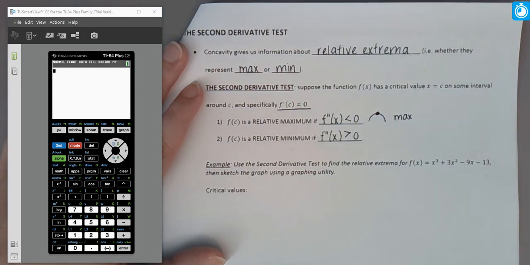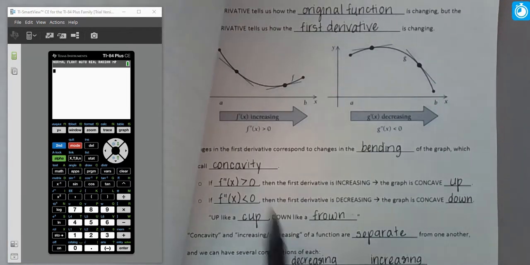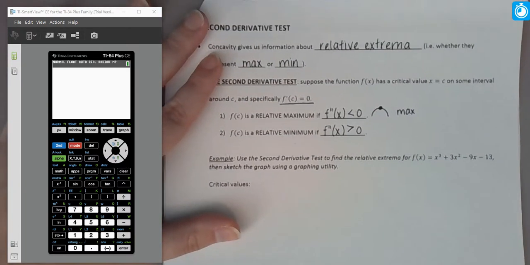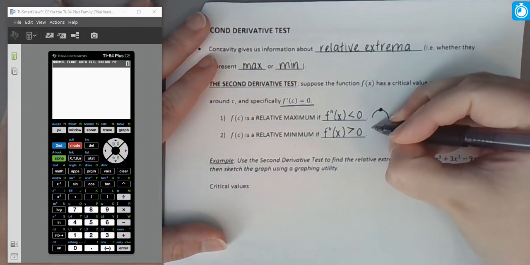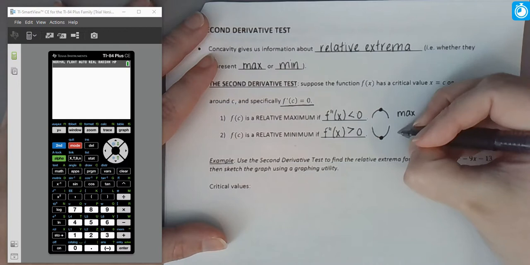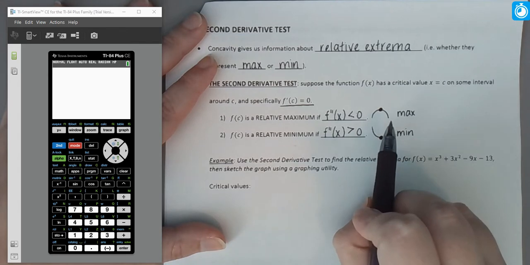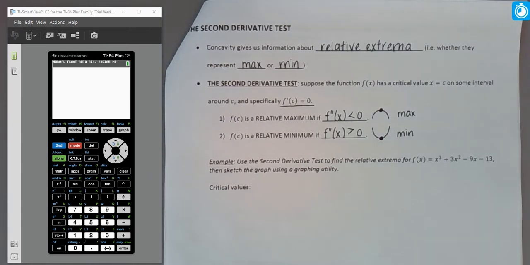Now, if our second derivative is greater than 0, remember that means that our graph is concave up, up like a cup, down like a frown, up like a cup. So if our graph at the location of our critical value is concave up like a cup, then that means the critical value represents the location for a minimum. Because again, based on the curvature of the graph, we would have a valley at that particular location. So we're looking for the same x values. We're still looking for those critical values. We're just classifying them in a different way.